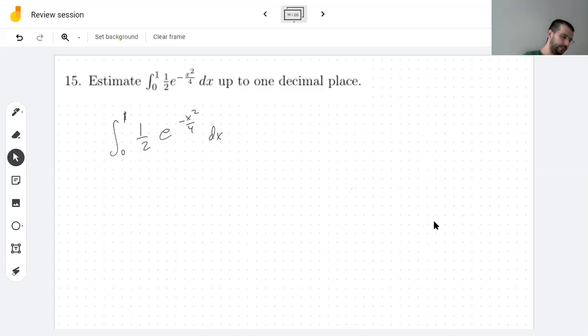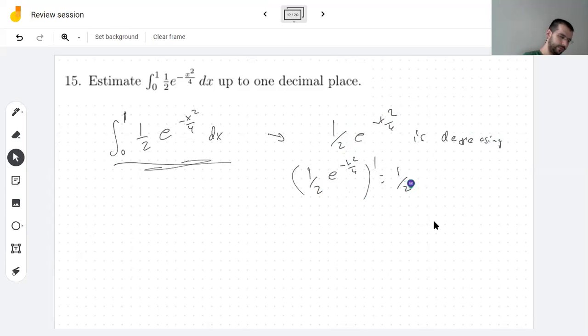Great, so one thing I can tell about this function is that it's decreasing. If I take the derivative, I get the derivative of the outside, which is just the exponential, and the derivative of the inside is negative x over 2. So if x is between 0 and 1, this is positive, this is of course positive, this is positive, and there's a minus sign. So the derivative is negative always.